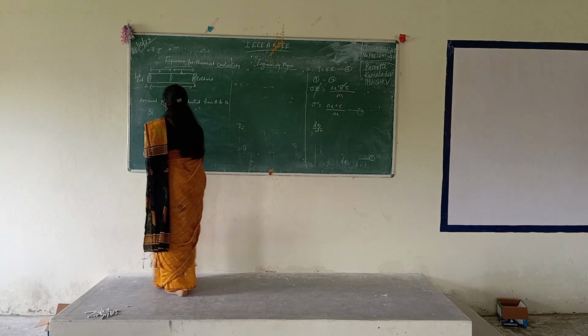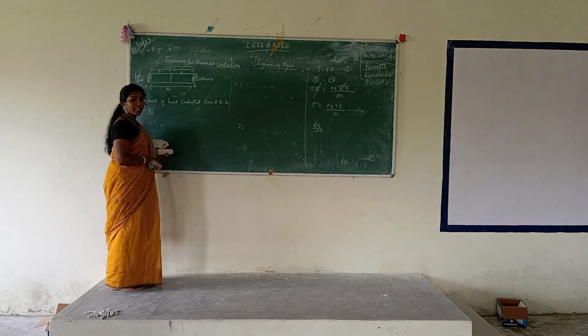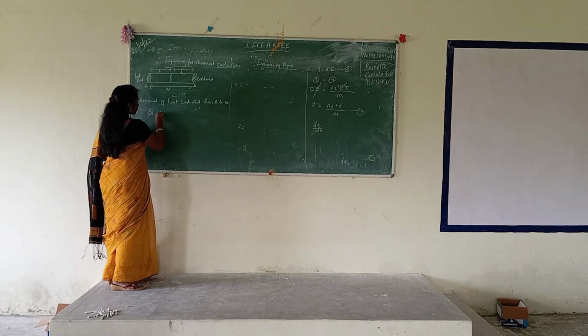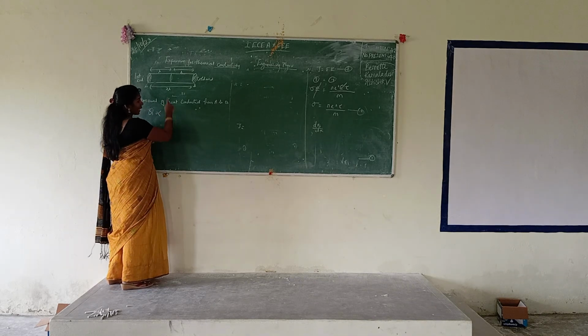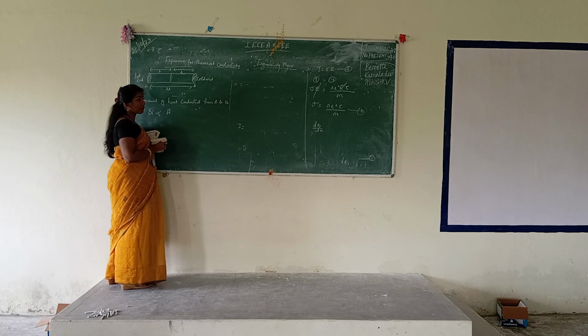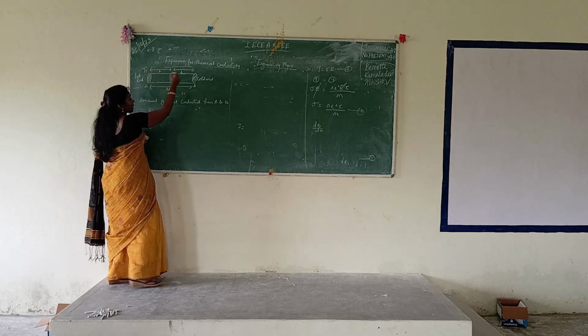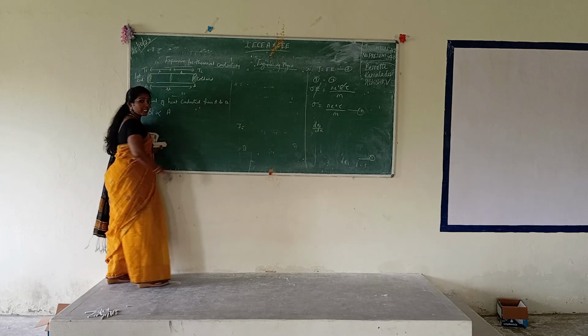Listen, Q is directly proportional to A, the area of the cross section. The temperature difference: at the hot end the temperature is T1, at the cold end the temperature is T2.